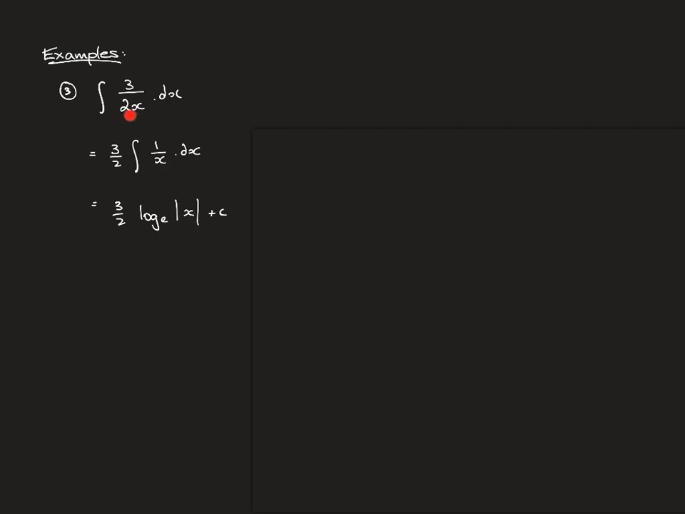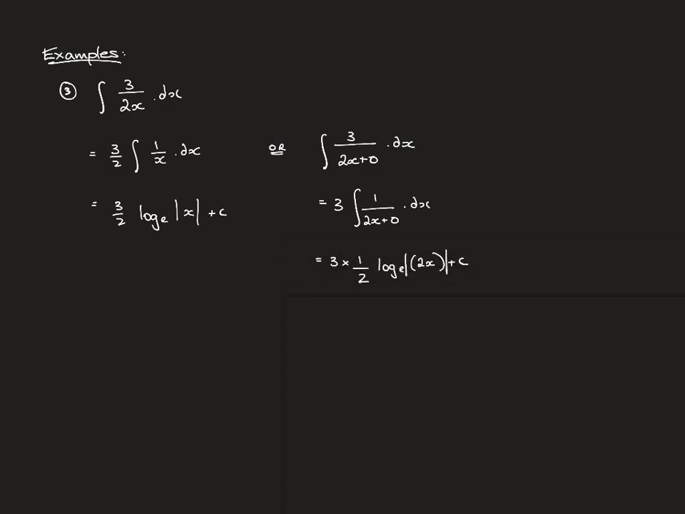Now this is almost in the form of the formula that we've been using before, if it had plus something on the end here. So let's have a look at what it would look like if it did have plus 0 on the end. Then I would need to take the 3 out as a common factor, and that gives me 1 over 2x plus 0, which when you put it into the formula gives you 3 times a half log to the base e of 2x plus 0. So just 2x, which you can write like that.